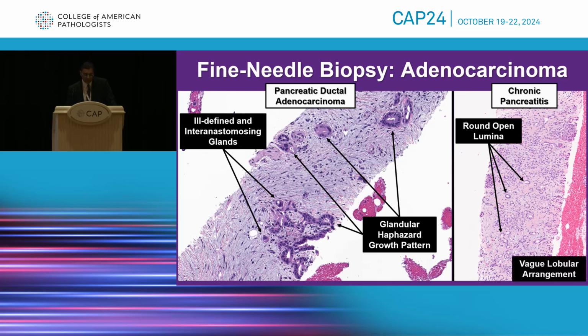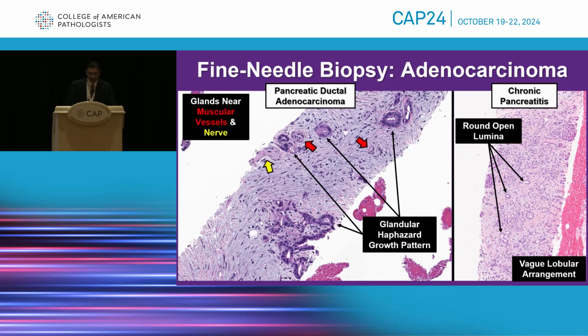And at low magnification, there's a vague lobular appearance, as would be expected from the orderly arrangement of benign ducts within a pancreatic lobule. In contrast, pancreatic ductal adenocarcinoma has a haphazard growth appearance, and those glands often grow near muscular vessels, such as the arterioles in the red, and in proximity to nerves, which are labeled in yellow.